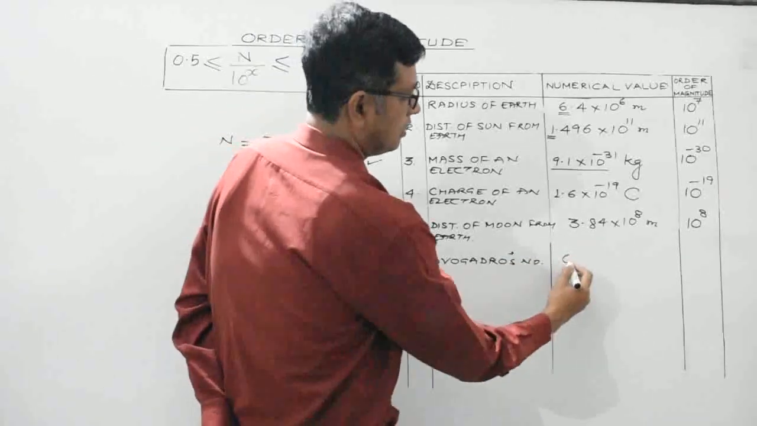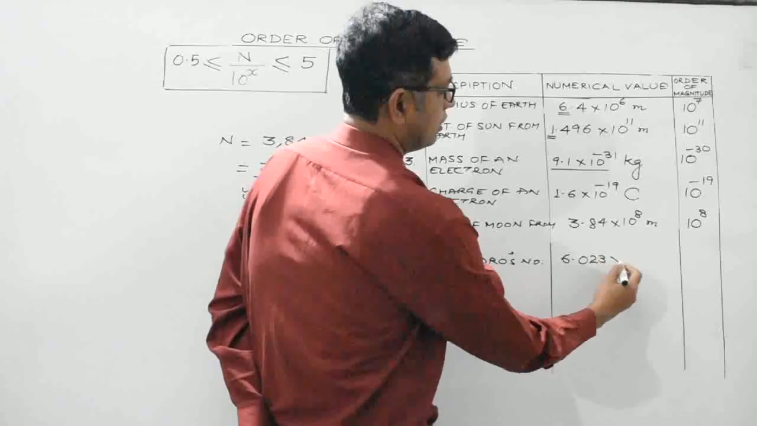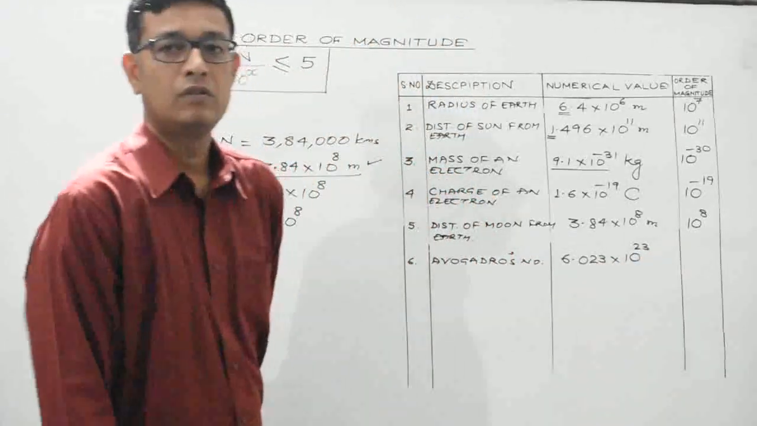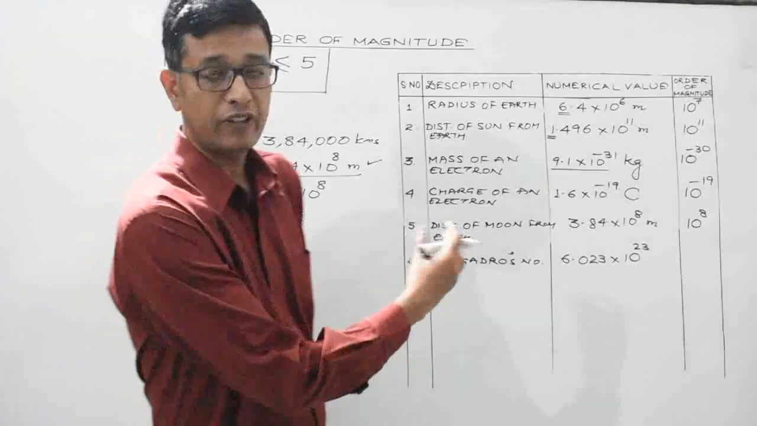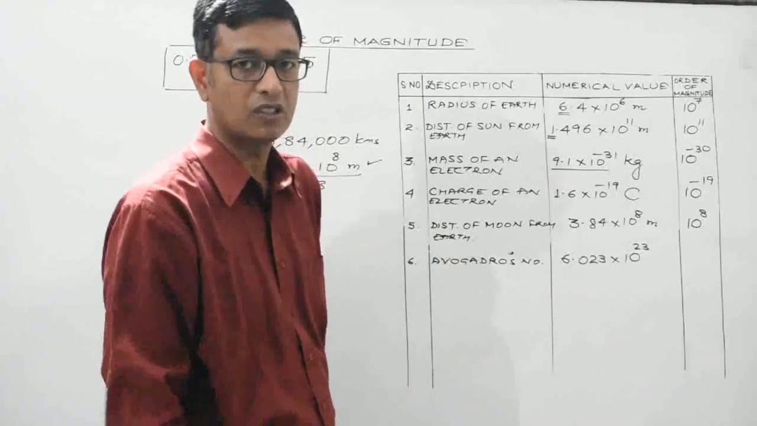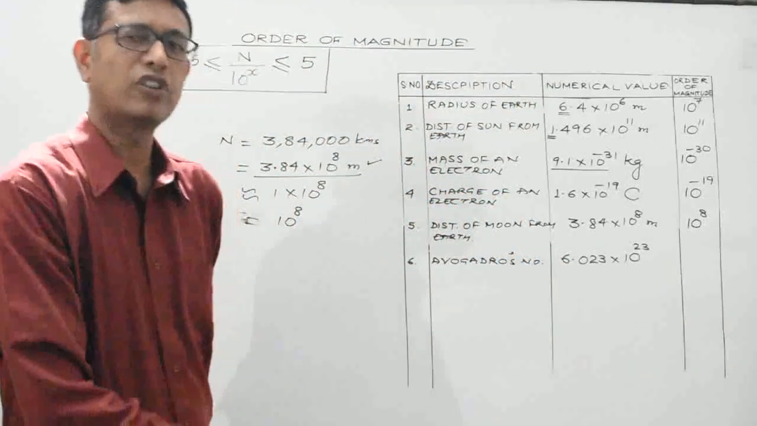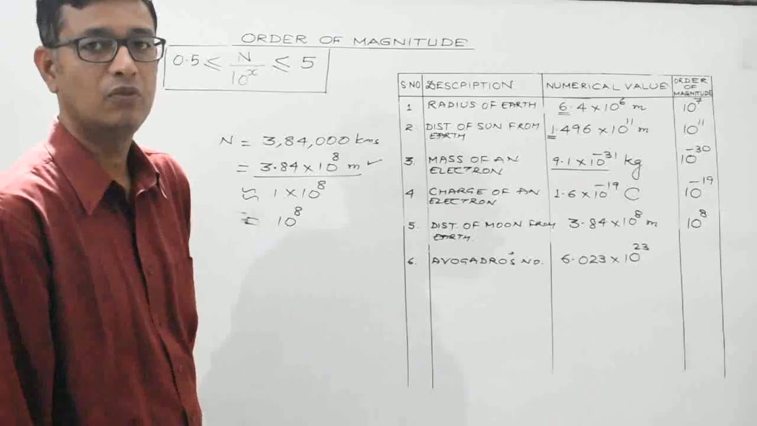It is 6.023 into 10 raised to power 23. These are the number of atoms present in 1 mole of a substance. So again, it's already written in the standard form, right?